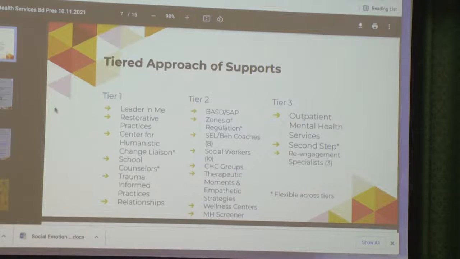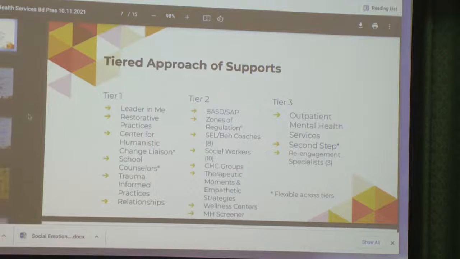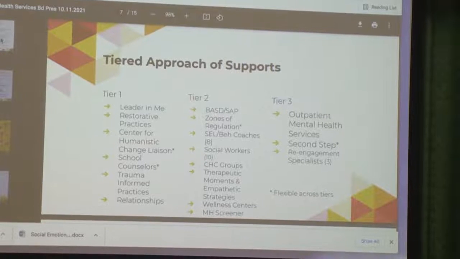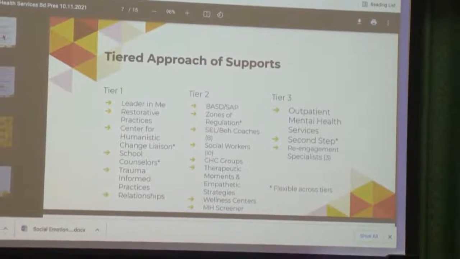Again, we talk about if the triangle's flipped to where the base in Leader in Me and restorative practices isn't enough, you've got to beef up the base so that those targeted and those upper tier resources are really enough for students. So for example, Zones of Regulation, some buildings are using that as an additional school-wide support. It's implemented across the entire school, just like Leader in Me. But in other buildings, they're using it as a tier two intervention, right? Targeting specific groups of kids or specific individuals or specific classrooms. That's where we've given the schools some flexibility.